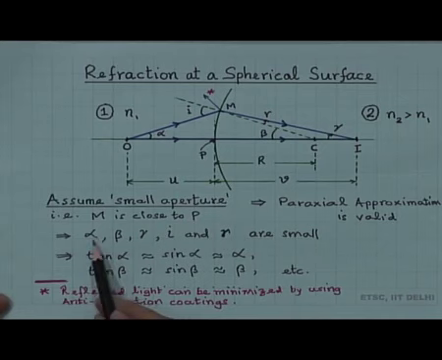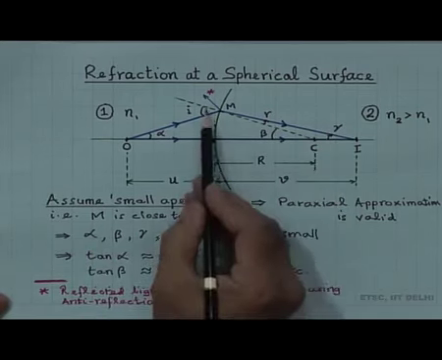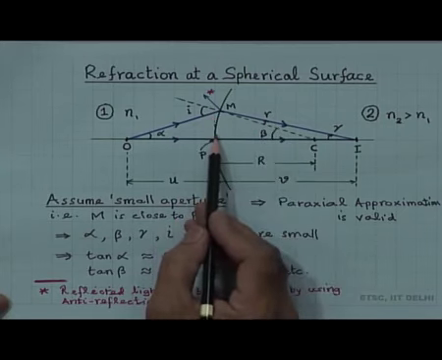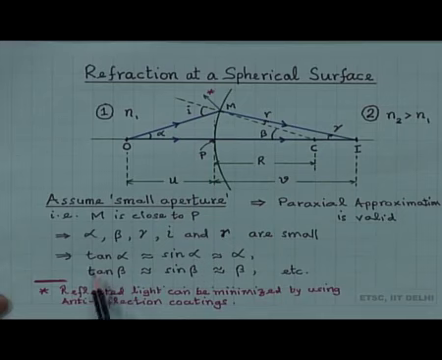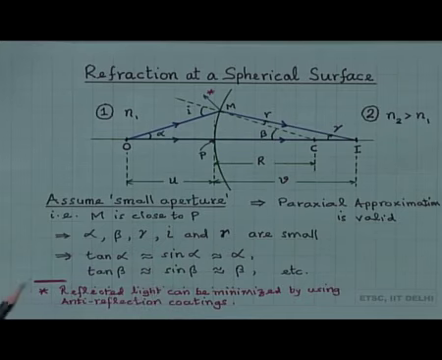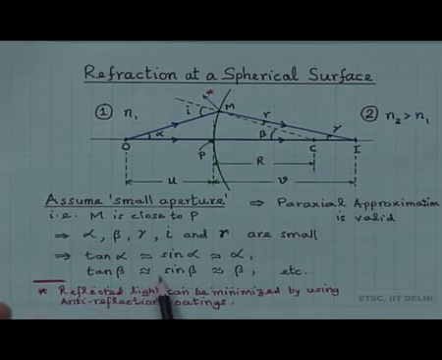That means the angles alpha, beta and gamma, all the angles i and r, because if this point comes here, then the normal will be like this and i will be very small. And then we have the approximation tan alpha nearly equal to sin alpha nearly equal to alpha, when alpha is very small. Of course, alpha is in radians. tan beta is nearly equal to sin beta is nearly equal to beta, etc. So, these things are valid.